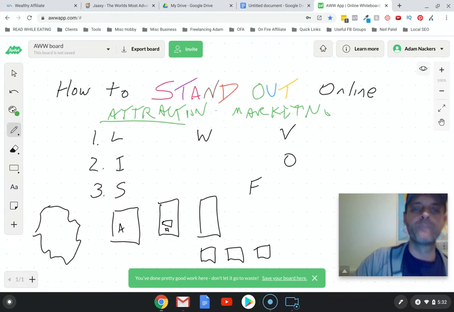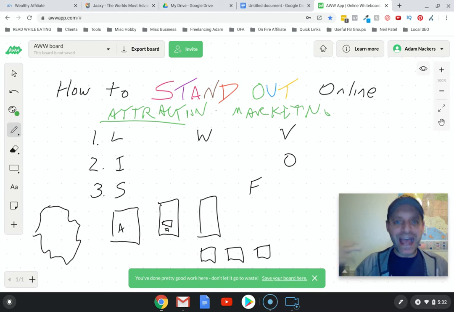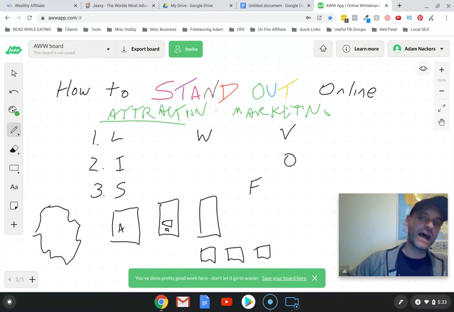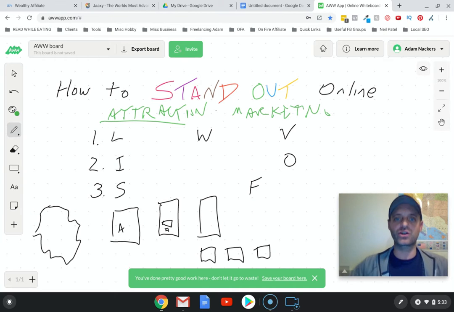The key part of this concept, the word that should be etched in your mind, is the word attract. Because if you observe most businesses in their online marketing, on social media and their advertising, they're leading with a sales pitch. Everything's about themselves, their business.